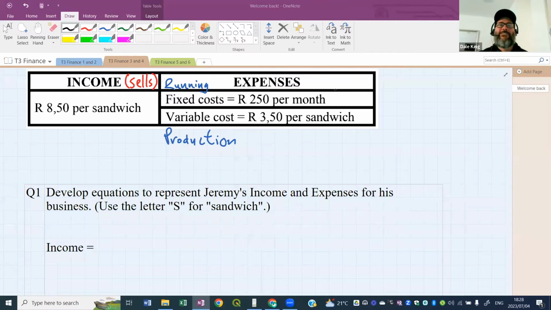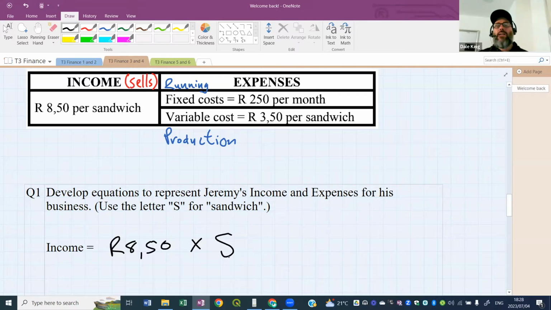What I think is that the income is the number of sandwiches multiplied by the price that you're selling it by. Perfect. So Emmanuel's saying you take the price per sandwich and then you multiply it by the number of sandwiches you sell. For sandwiches, we're using the letter S. All right, Emmanuel, that is exactly what I wanted. Thank you very much.